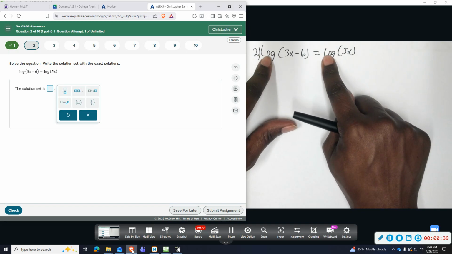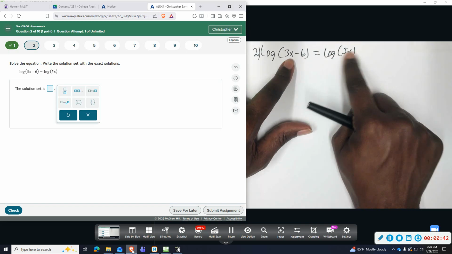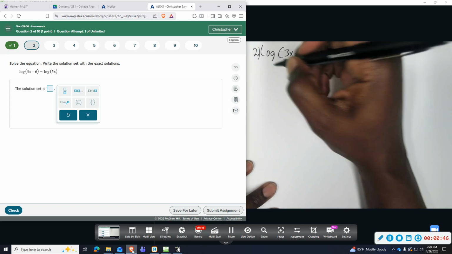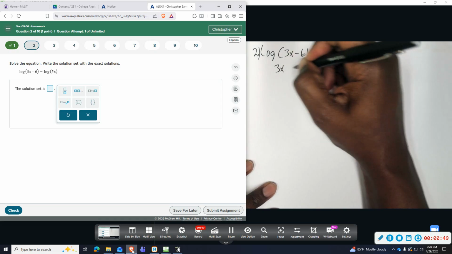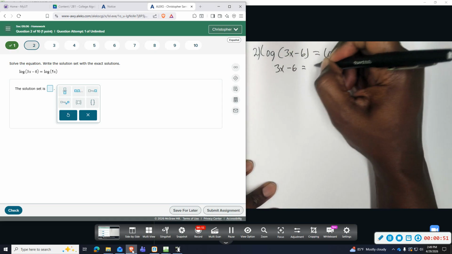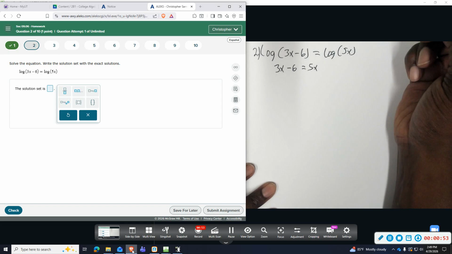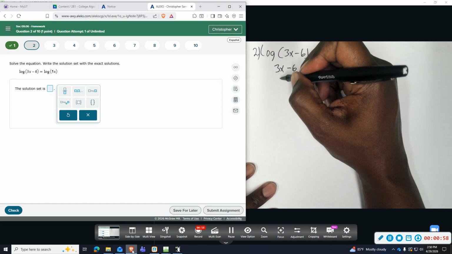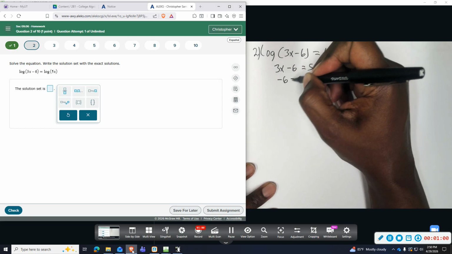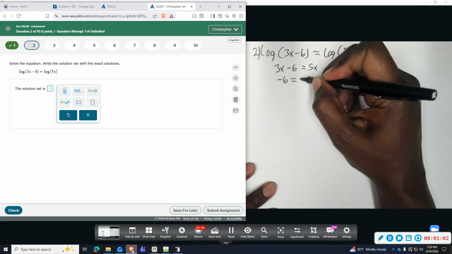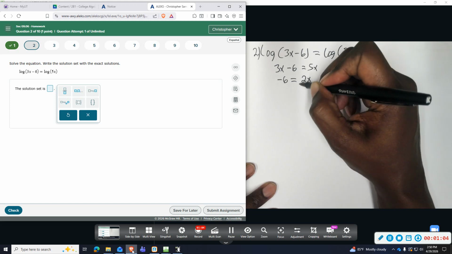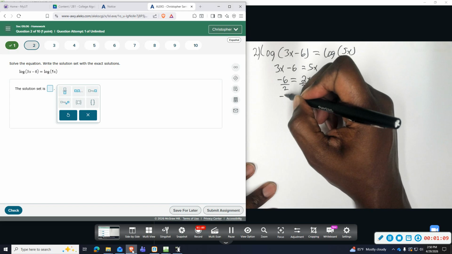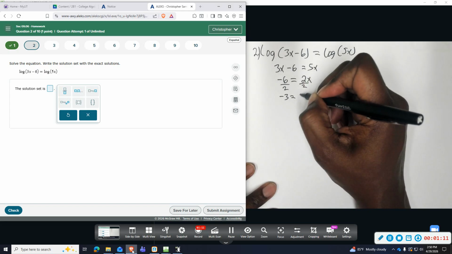Those parts are already the same. That means that these parts are going to be the same if these two are indeed equal. So we're going to just focus on the 3x minus 6 equals 5x. We're going to solve by subtracting 3x. So that will give us negative 6 equals, subtract 3x from 5x, that will give us 2x. Divide by 2. And that gives us negative 3 equals x.